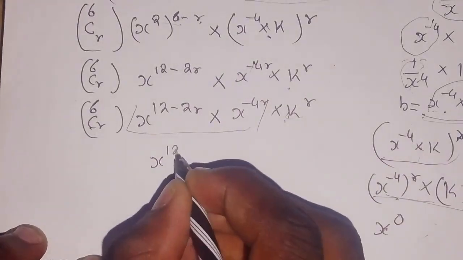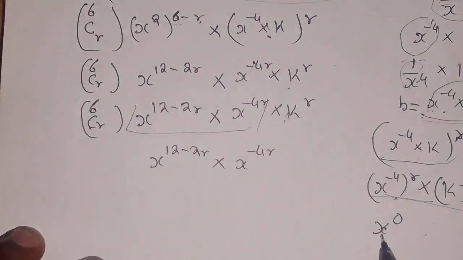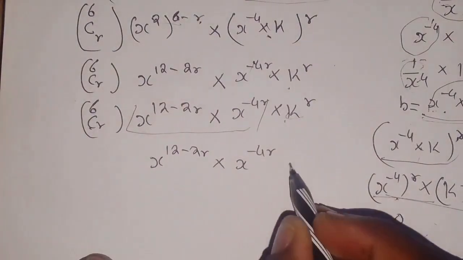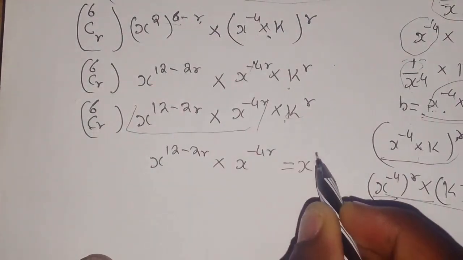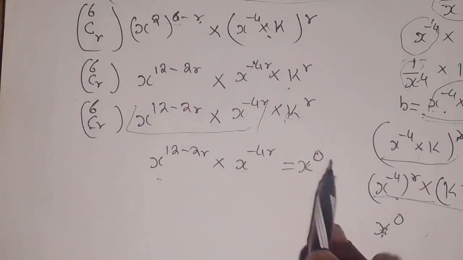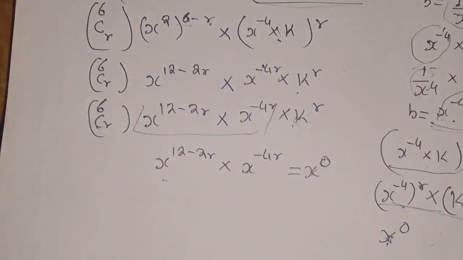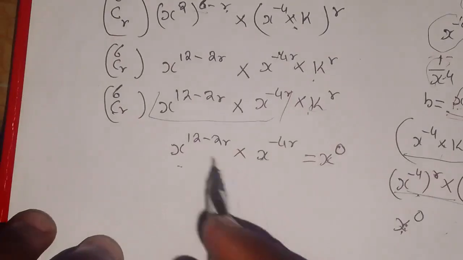x to the power 12 minus 2r multiplied by x to the power negative 4r. We equate them to x to the power 0. Okay, so then if you see these are same bases, and the law of indices under multiplication states that when you're dealing with numbers of the same bases, just add the powers. So we're just going to add the powers.